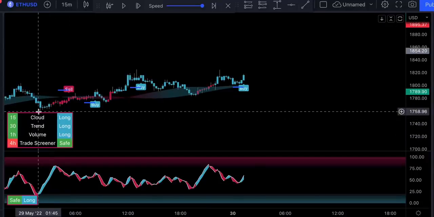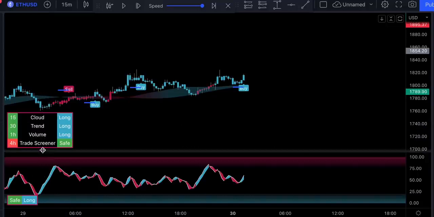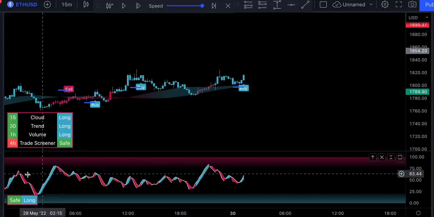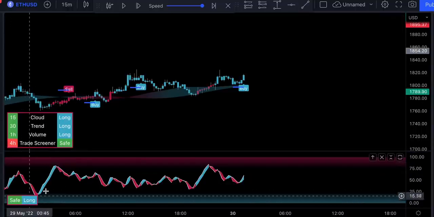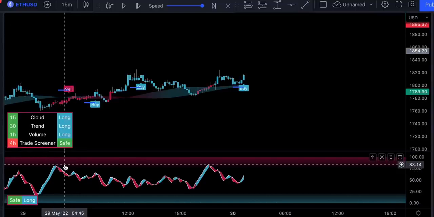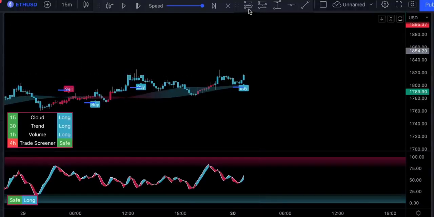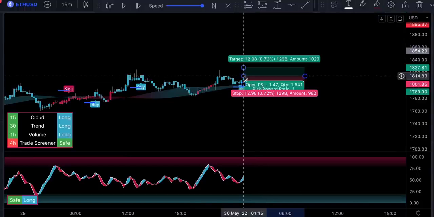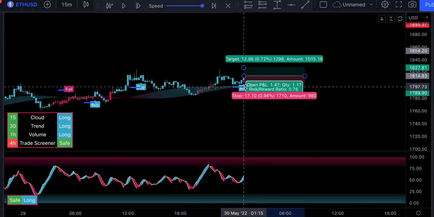And for a long signal to be valid, we need to have the trade screener indicating that it's safe to enter the trade. The pullback oscillator also has to indicate that it's safe to enter a long trade. And as soon as we have all these conditions met, we're going to go ahead and place a buy order at the close of our trigger candlestick. Our stop loss will be set at this blue line. And we're going to be targeting 1.5 times the risk.